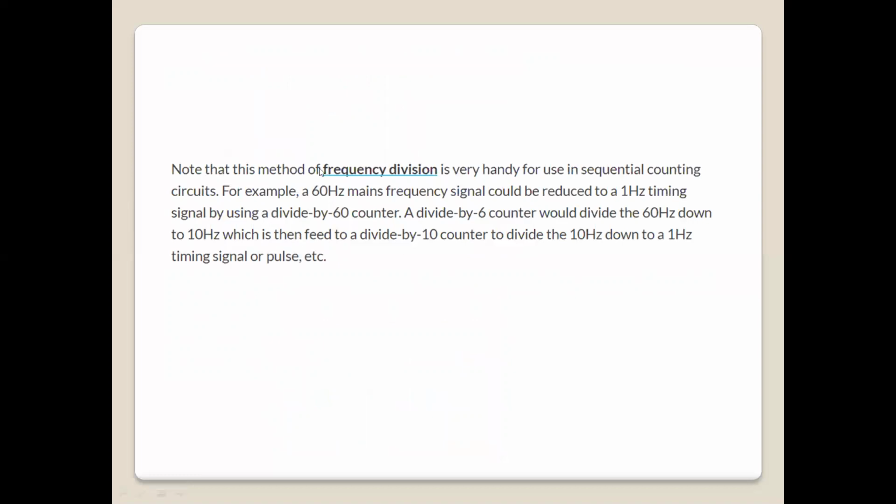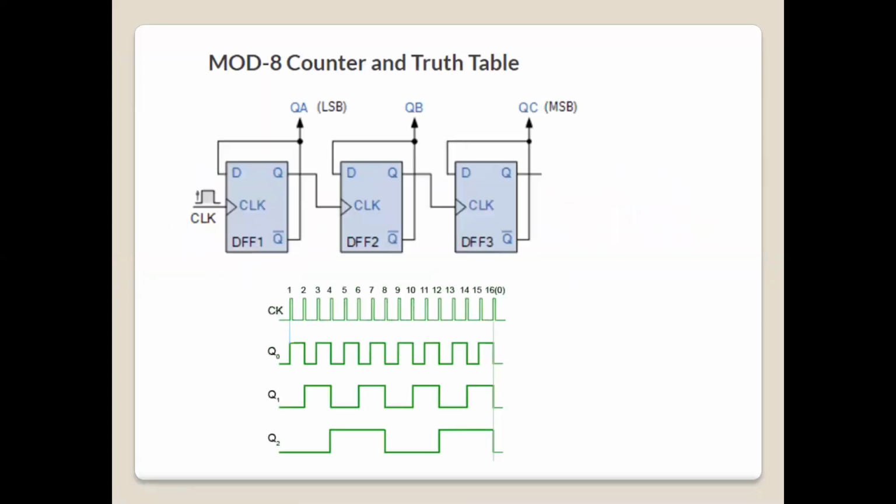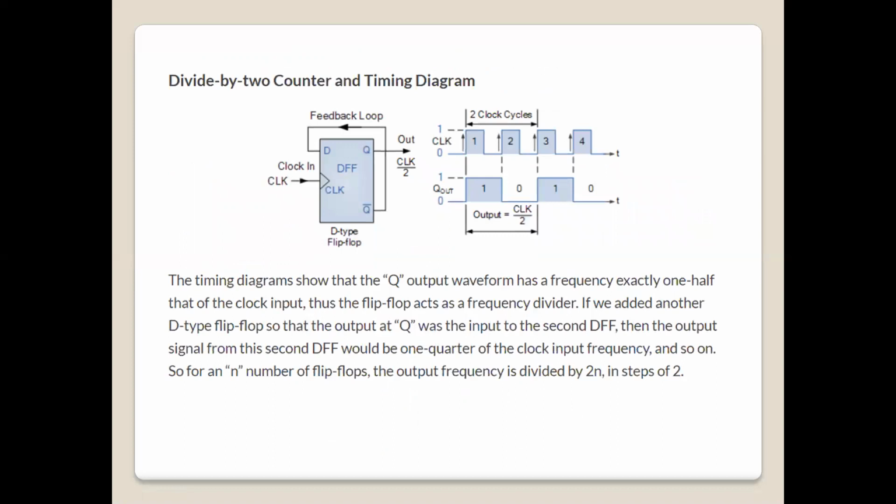Suppose, for example, we have a 60 hertz frequency signal, and we want to divide by 6. If you are using a divide by 6 counter, what will be the output? 10 hertz will be the output. If we are using a 60 hertz frequency with a divide by 6 counter, the output will be 10 hertz. That's all about modulus of counter and divide by n counter.